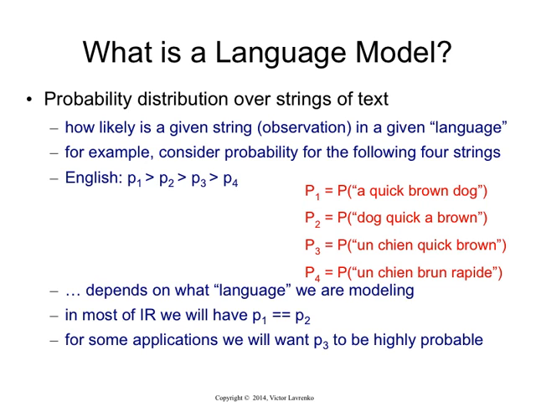And if you're working in cross-language IR, then string number 3 is actually a kind of string that you might want to assign high probability to.